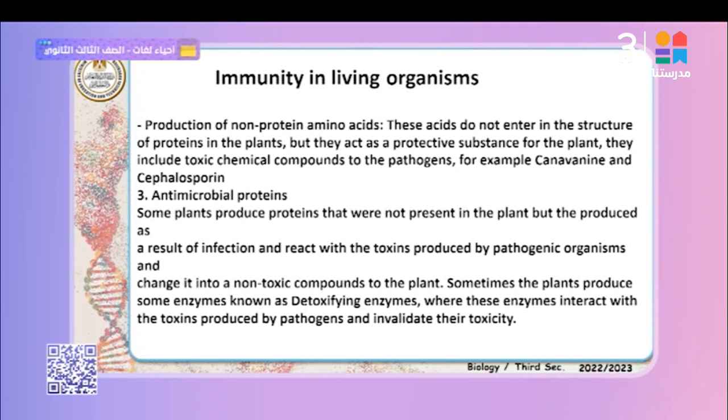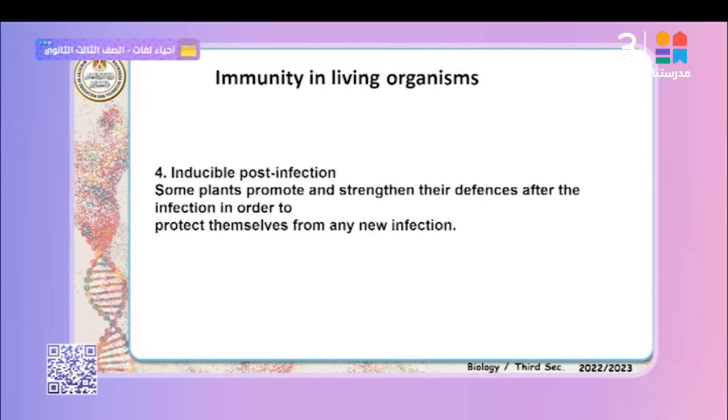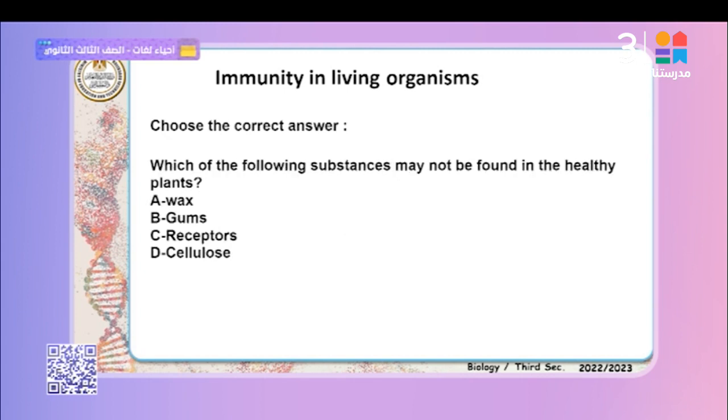Sometimes the plants produce enzymes known as detoxifying enzymes, where these enzymes interact with the toxins produced by the pathogens and invalidate their toxicity. That means they reduce the toxicity. Inducible post-infection: some plants protect themselves from other invasions coming in the future, because some plants promote and strengthen their defense after the infection in order to avoid any invasions by microbes in the future. Pay attention to me, please.